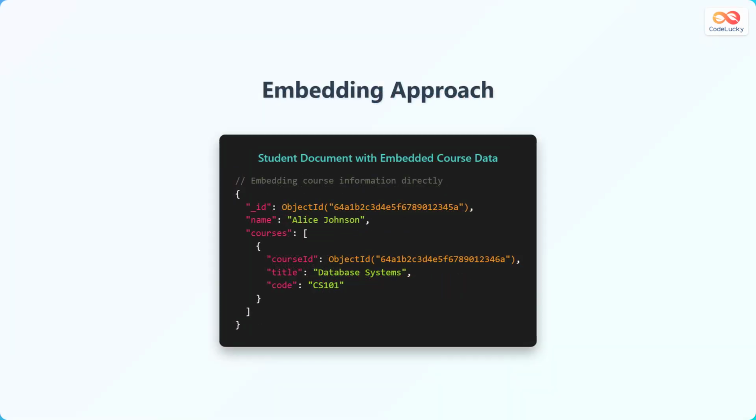Now let's look at the embedding approach. In this approach, we embed course information directly within the student document. Instead of just storing course IDs, we include the course ID, title, and code directly within the student's courses array.